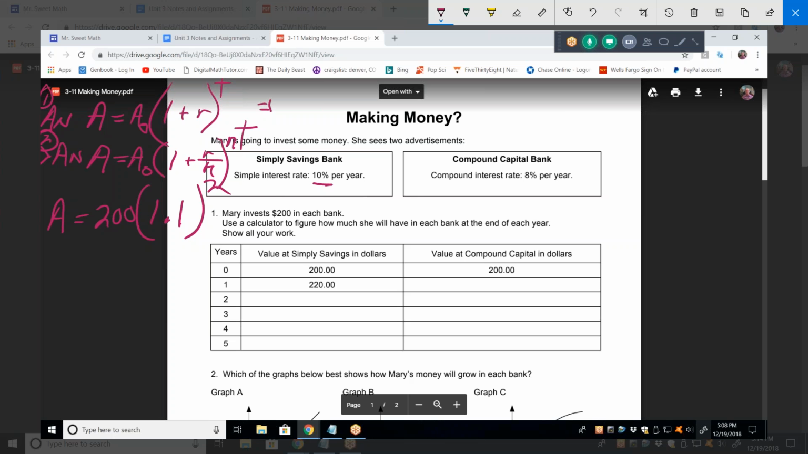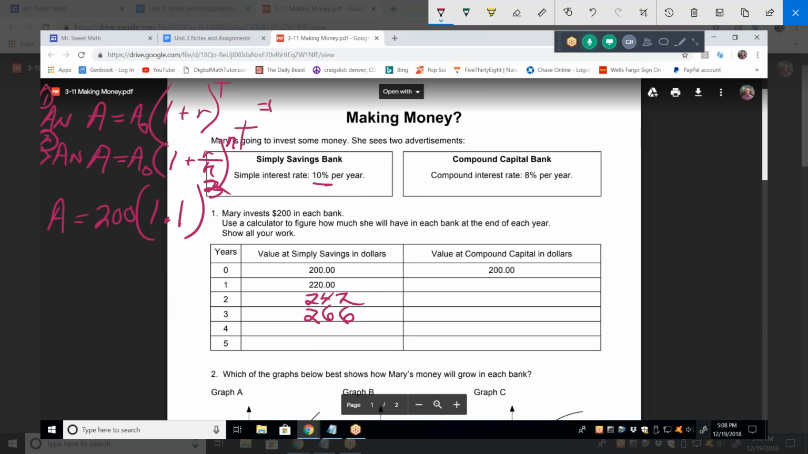$242. How much? 242. Okay, now cube it. Because the third year, the only thing that changes is this 3. T changes to 3. Can you easily cube it and multiply it? So 266.20. So $266, rounded off.